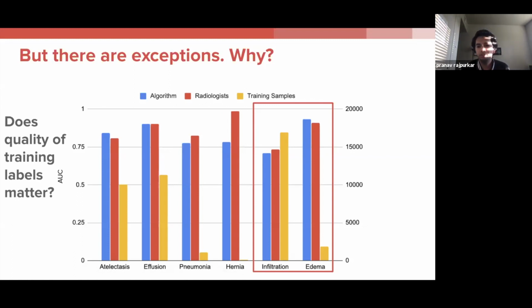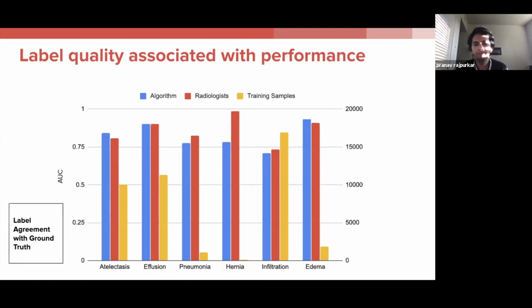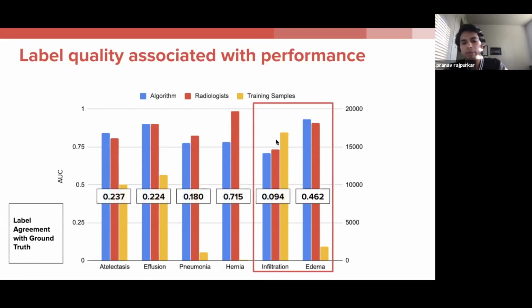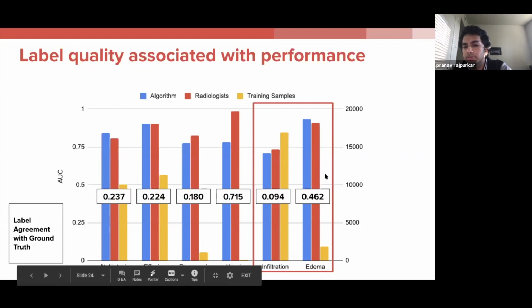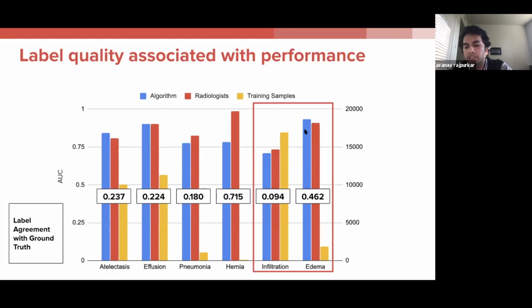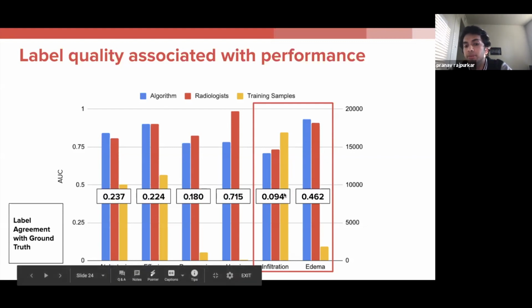If it's true that maybe the label quality is really high for some pathologies, that we're able to detect them better. And so here I'm about to show you what the label agreement is with the ground truth. So a higher number is more agreement, a lower number is less agreement. And we can see this explains the difference. So we have very few examples, but high agreement, and we're able to do well. A lot of examples, but very low agreement, and we're not able to do that well.